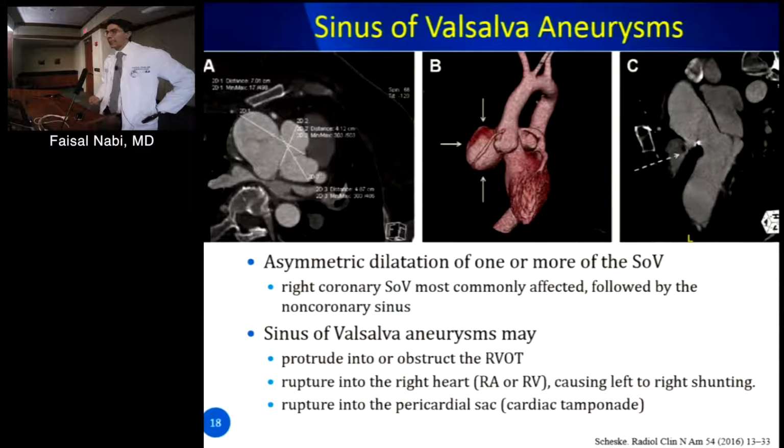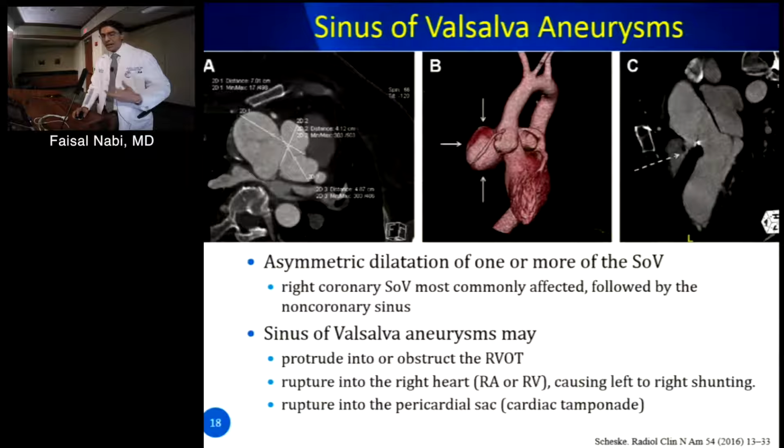I'll get now into a little bit about aneurysmal segments of the aorta. So the first part is, of course, sinus of Valsalva aneurysms. This is a great example of one. Most commonly affected is the right coronary sinus, followed by the non-coronary sinus. These can protrude into the RVOT, obstructing it, or, as in this picture in C where you see the blush of contrast, they can actually rupture into the right heart, be it the right ventricle or the right atrium, and lead to shunting. They can also cause cardiac tamponade if they were to rupture into the pericardial sac.